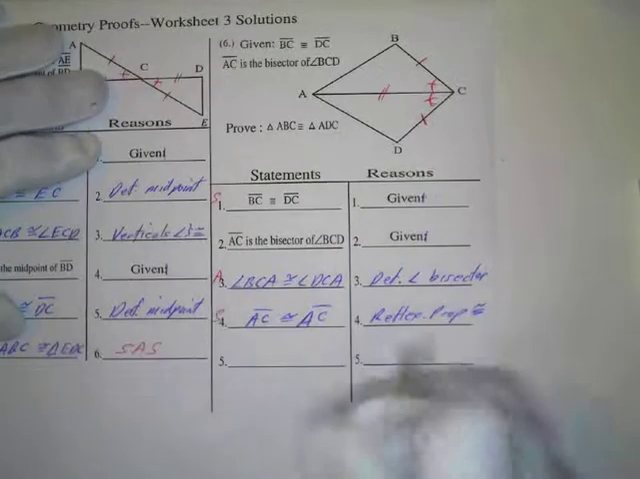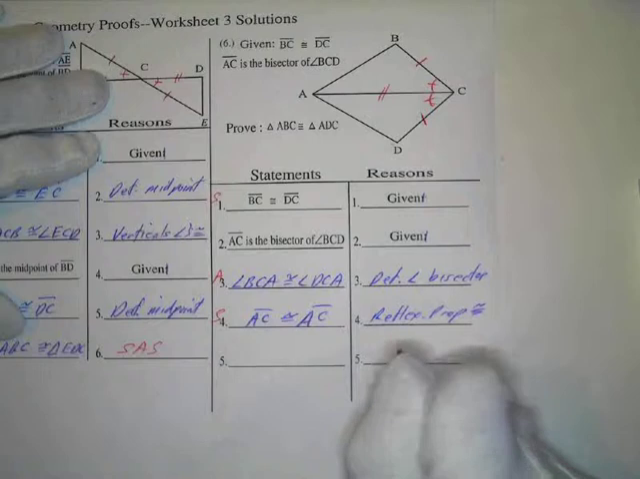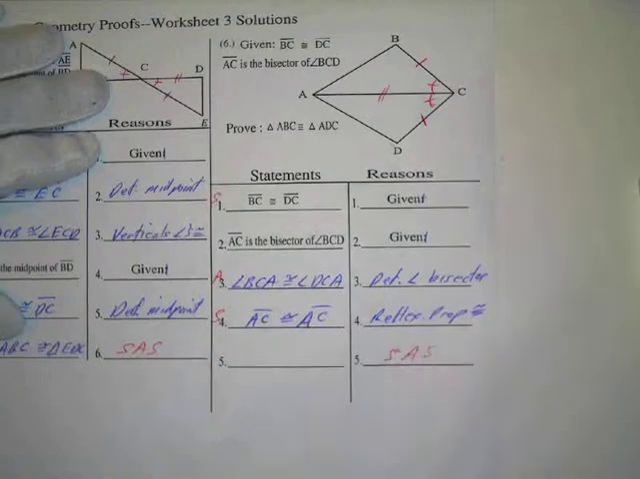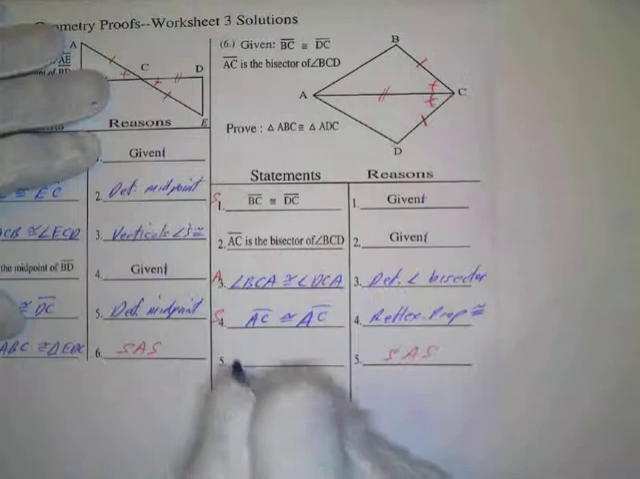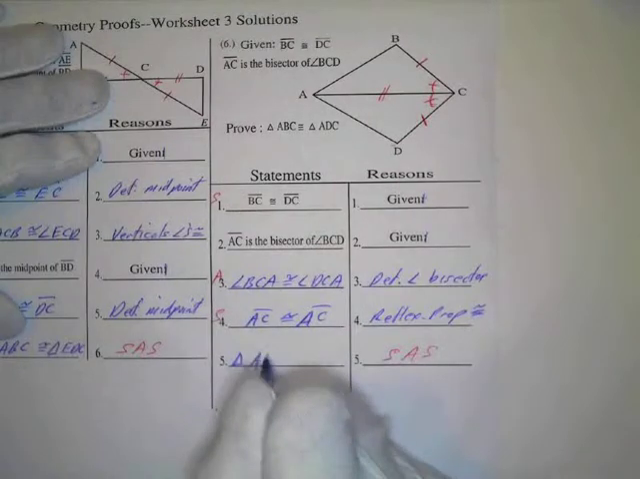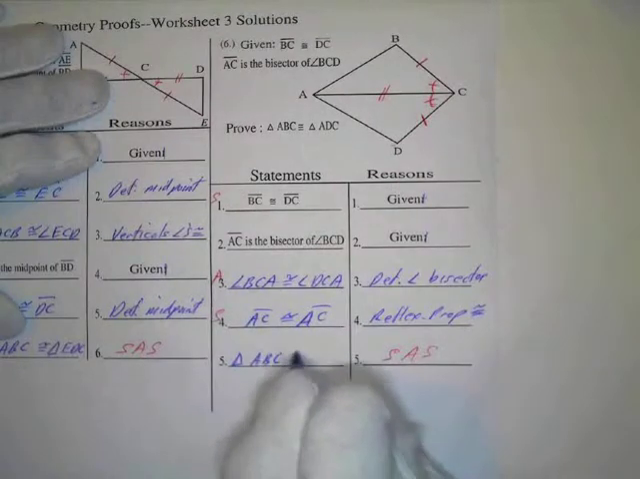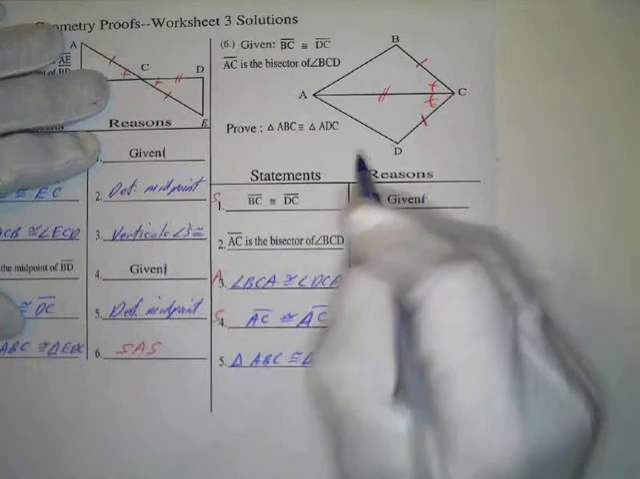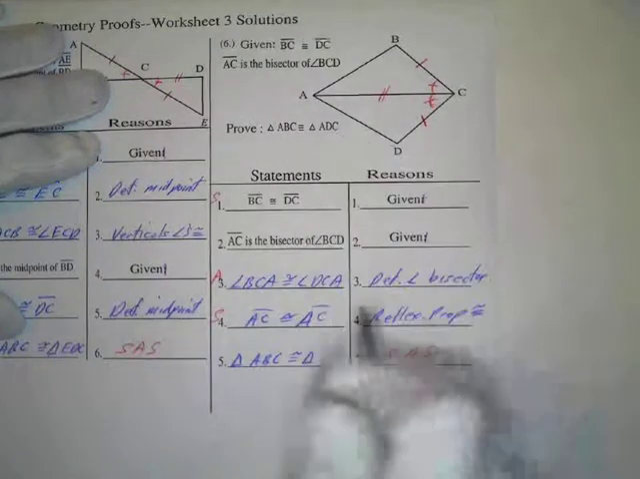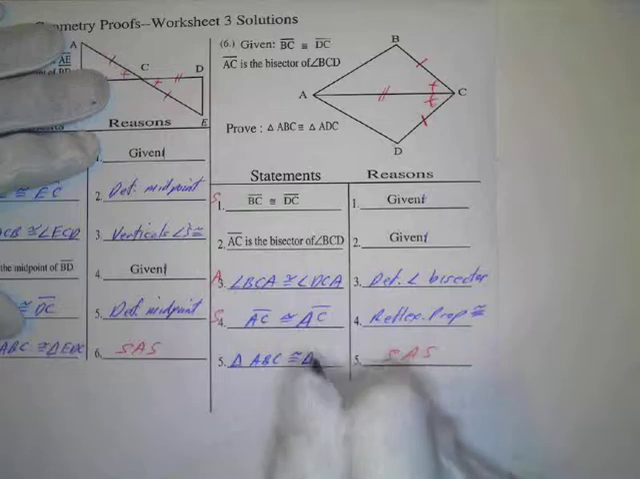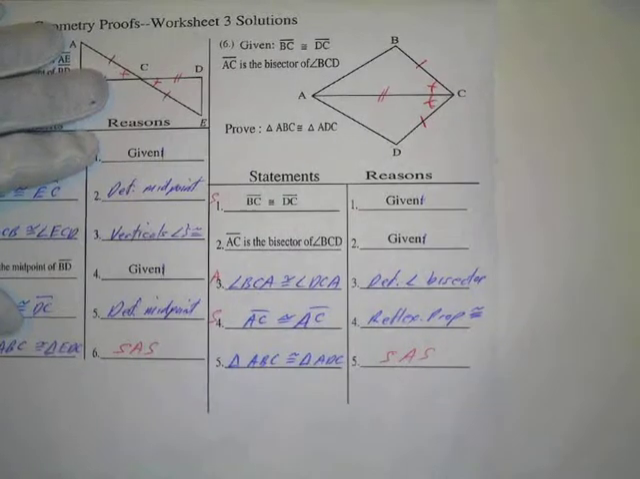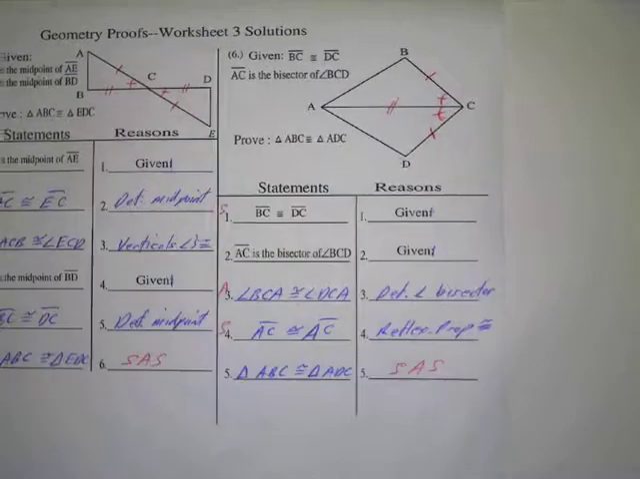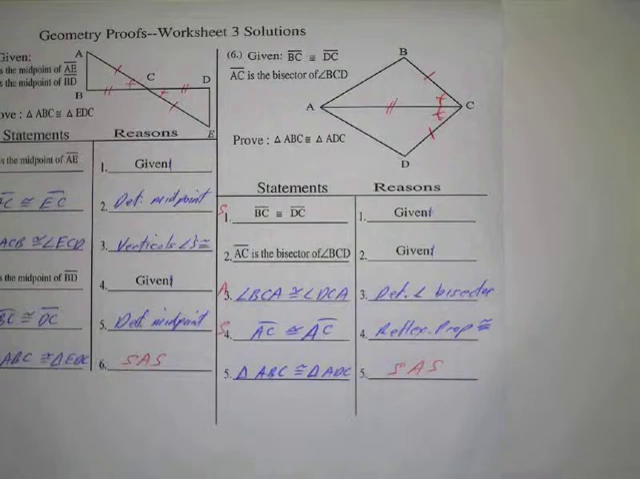So therefore these two triangles are congruent by side, angle, side, and the triangles in question were triangle ABC is congruent to triangle ADC. There you go. Okay. So hope that helps.